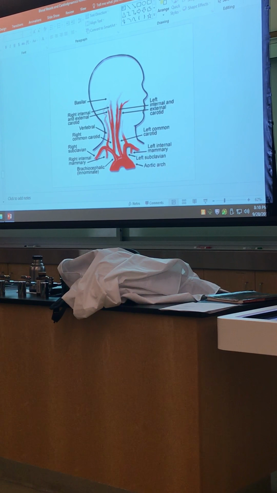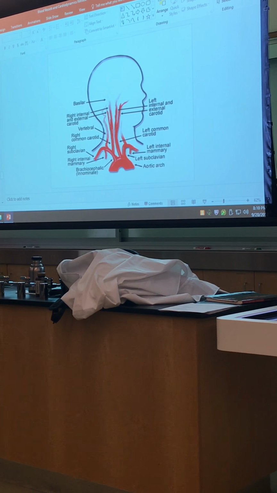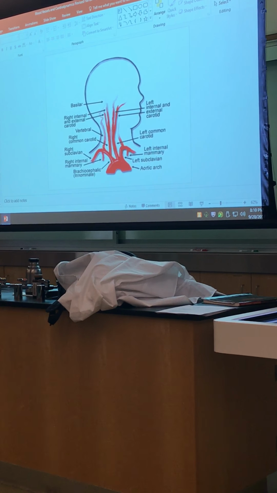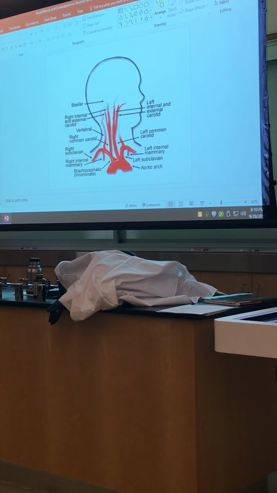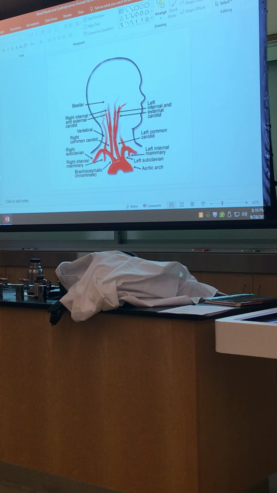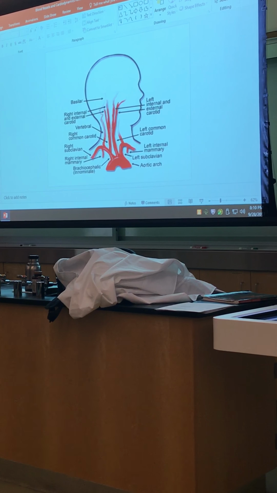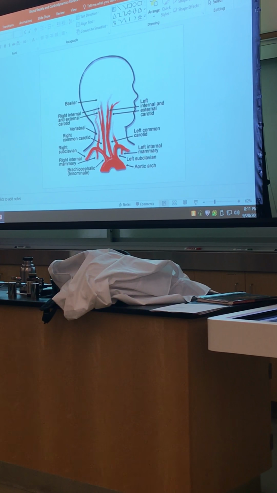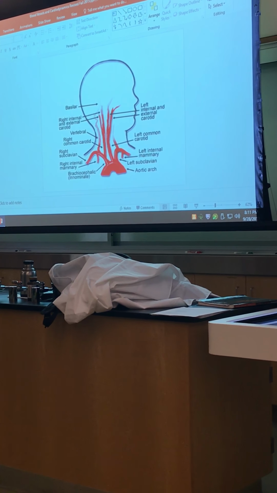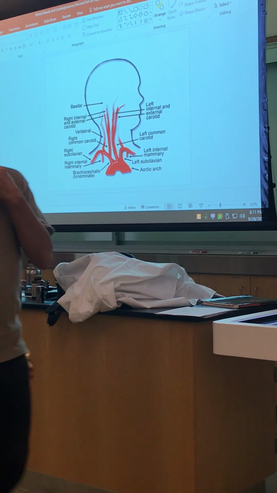Now, the common carotids come up on either side of the trachea. They break off into an external and internal carotid. External carotid will feed the face. Internal carotid goes up into the brain. Okay? So the common carotid splits off into the external and internal carotid. External carotid feeds the face. Internal carotid goes up into the brain. Which makes sense, it's more protected.